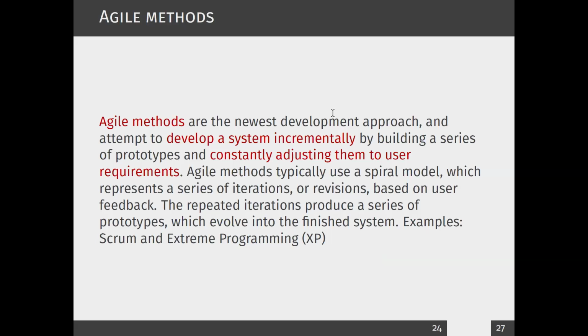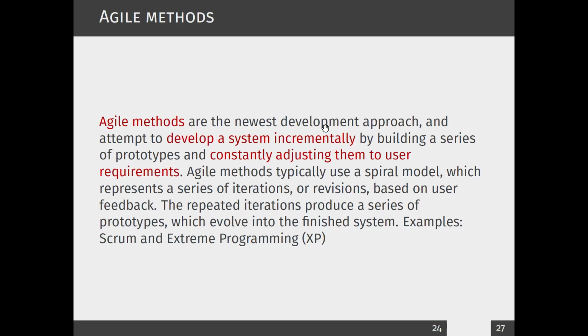The last one is a quite popular method nowadays, agile. There are many other methods, but in general we say agile. Agile is basically you build the system incrementally, and you give focus mainly to the users. And usually the development takes place like a spiral model. You will have a series of iterations, revisions, and then also you can get user feedback.